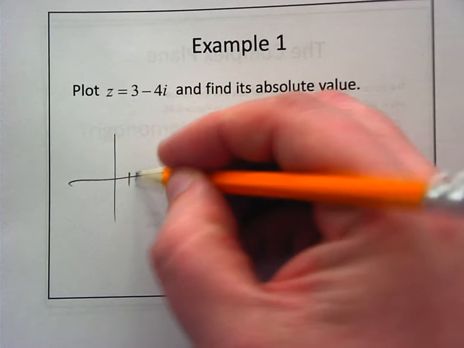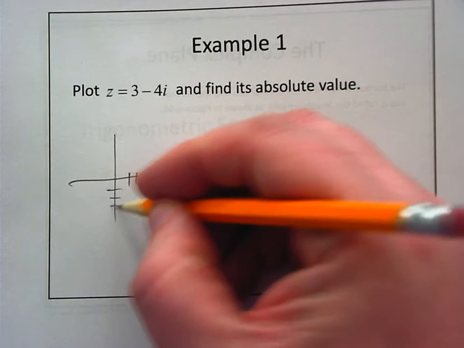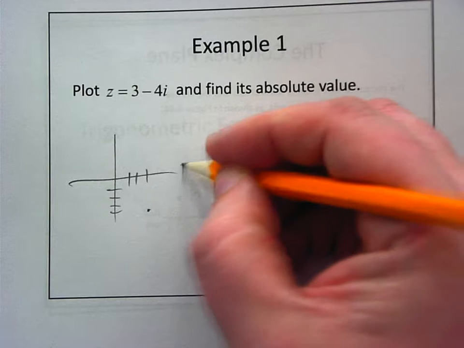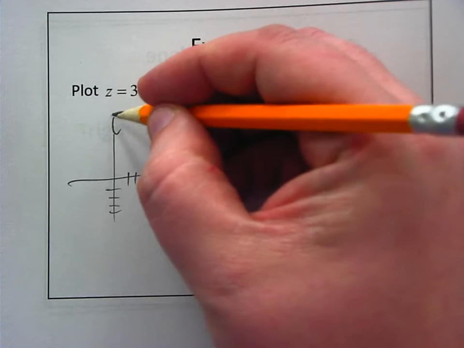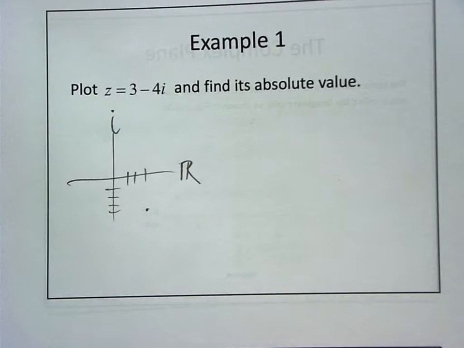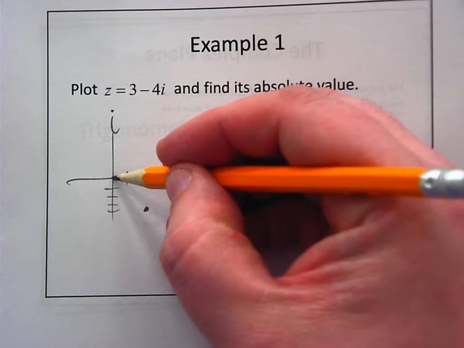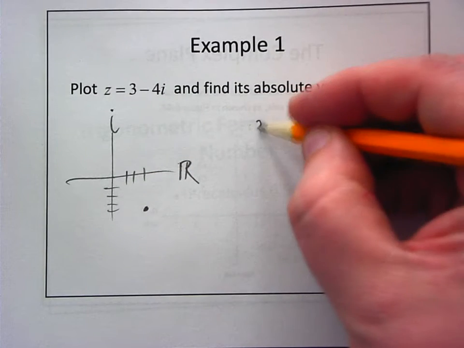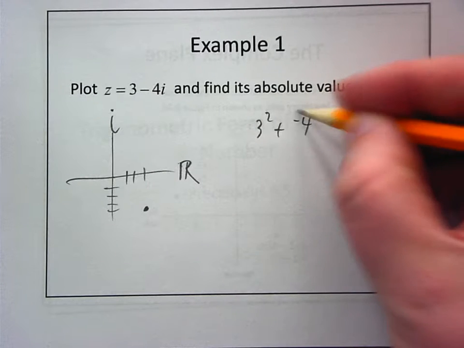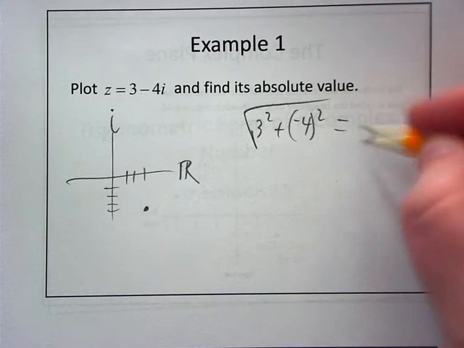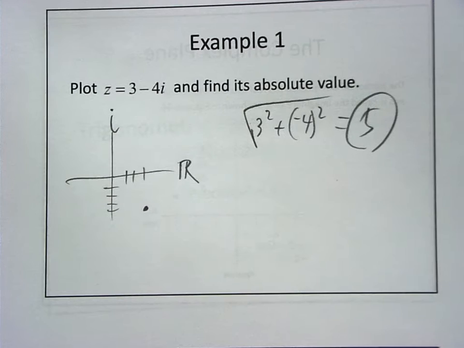3 to the right, down 4. Okay, because this axis is all your real numbers, this axis is all the imaginary numbers. So it would just be this point. What would its absolute value be? 5, because it's literally just the distance from the center, from the origin, out to that point. So I just take a squared plus that b value squared and square root it, so you get 5.